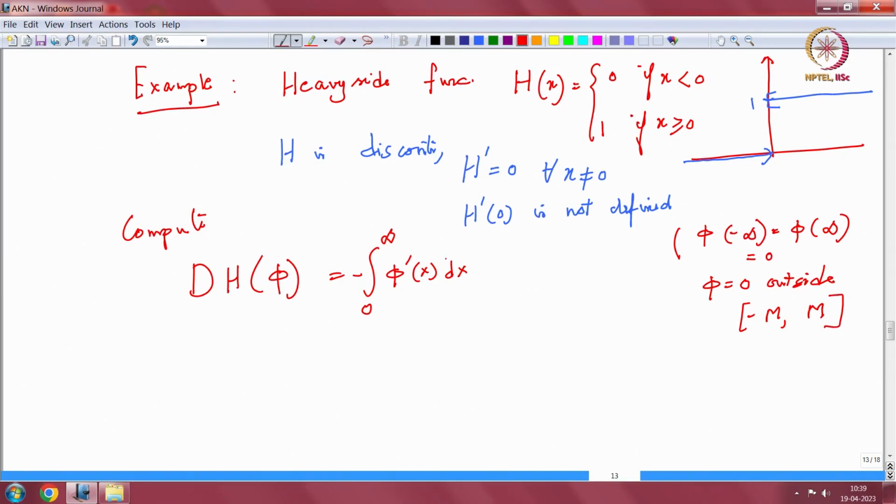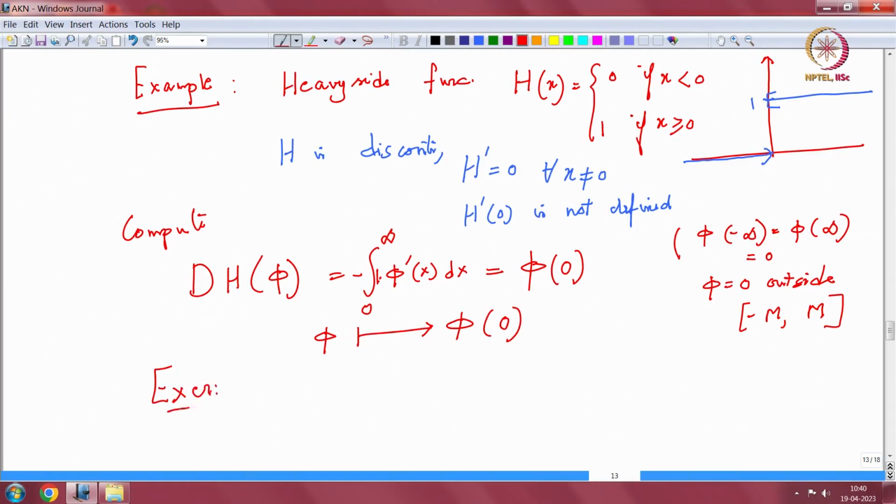Now do an integration by parts. Because h is 1 here, the integral part is 0 and only the boundary terms remain, and at infinity it is 0. So you get exactly phi of 0. Okay. So your association is phi going to phi of 0. And that is your dh. dh is phi of 0.